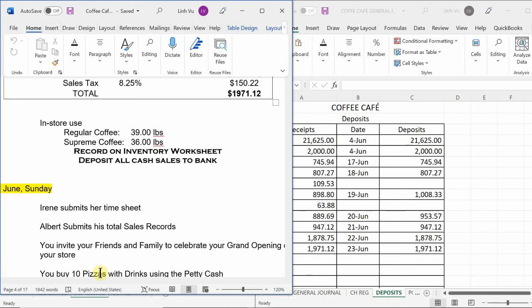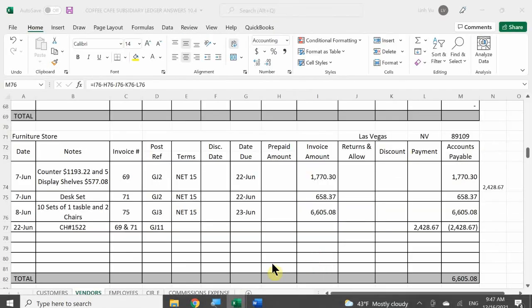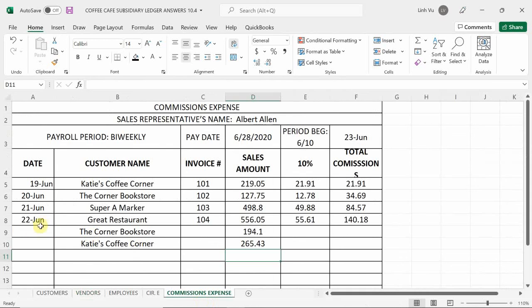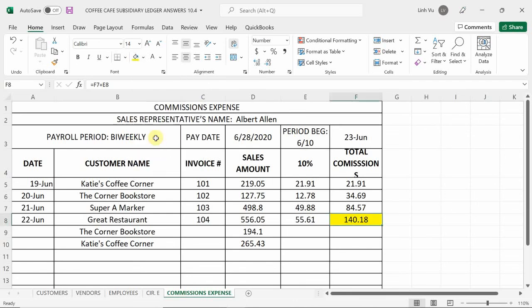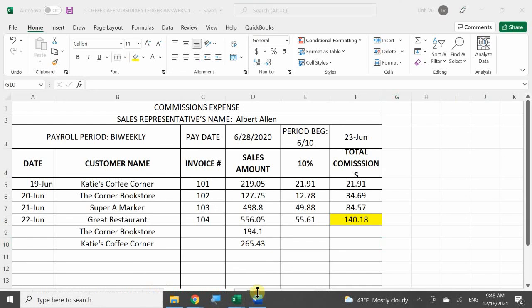Irene submits her timesheet, and also Albert submits his total sales receipt records. So in this case, let's take a look at how much the company owes Albert. Since the last sale that Albert did was on the 22nd of June, we only owe $140.18. So I'm going to highlight that so you know how much you owe. And when you do the next couple of transactions, you're going to start that account balance all over again, because the next time around, it's going to be a new week for the payroll period.